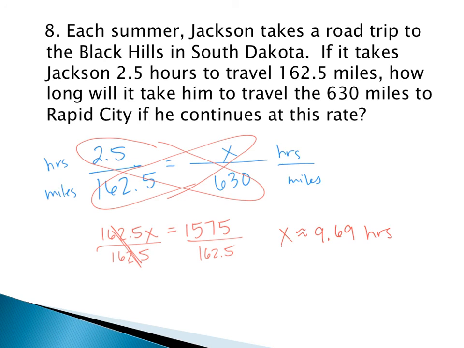Now, what if I wanted to figure out how many hours and minutes this is? Well, what I could do is leave this number in my calculator, 9.69230077. I'm going to subtract 9. So now I just have the decimal. And I'm going to take the decimal, 0.6923 and so on, and multiply by 60. That is approximately 41.5. So this would take Jackson 9 hours, and we'll just say about 42 minutes. Let's just round that up.